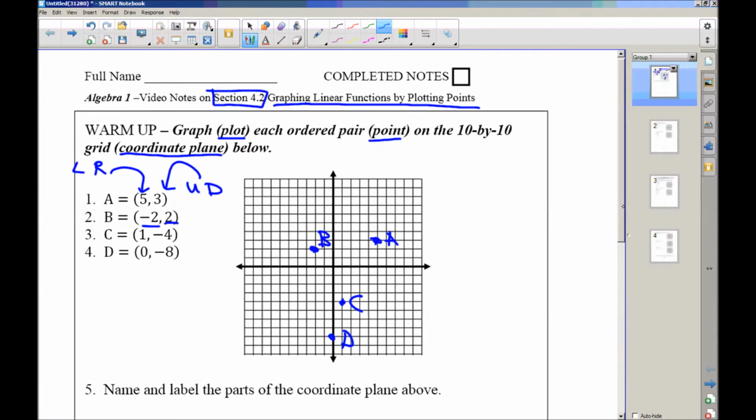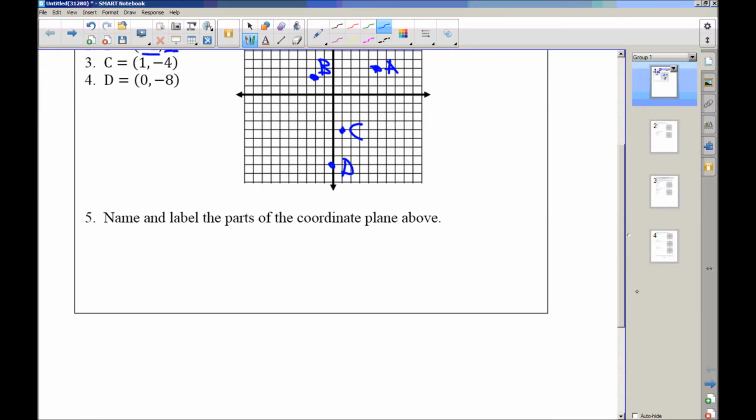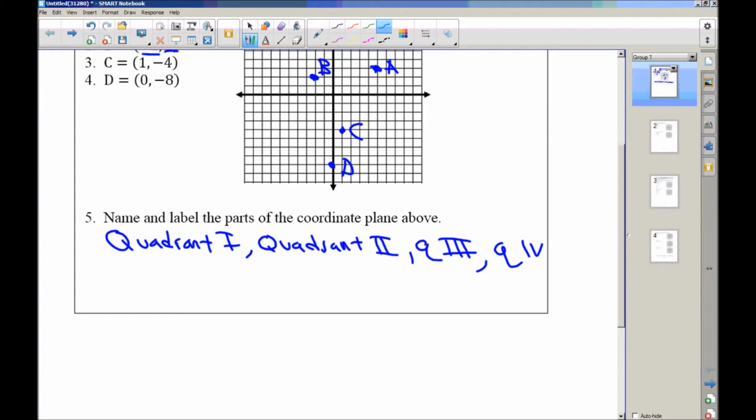Number 5 said to name and label the parts of the coordinate plane. So the coordinate plane are broke into 7 parts. Okay. We have these parts, quadrants. Quadrants start with number 1 and go all the way to quadrant number 4. They use Roman numerals to name them. So I'm going to shorthand this to save a little time on the notes. Quadrant 3 and quadrant 4.